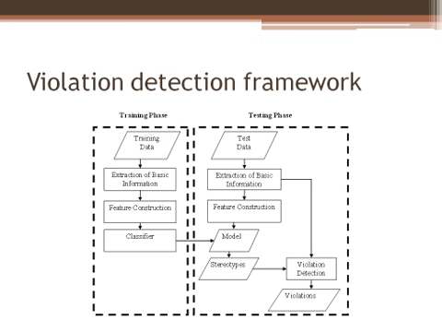There are five different processes in the framework. First is the extraction of basic features and feature construction, which appear in both the training phase and the testing phase. Then there is a model learning process, which builds a classifier from the training data, and the feature construction during the testing. Then follows stereotype assignment, and lastly the violation detection.